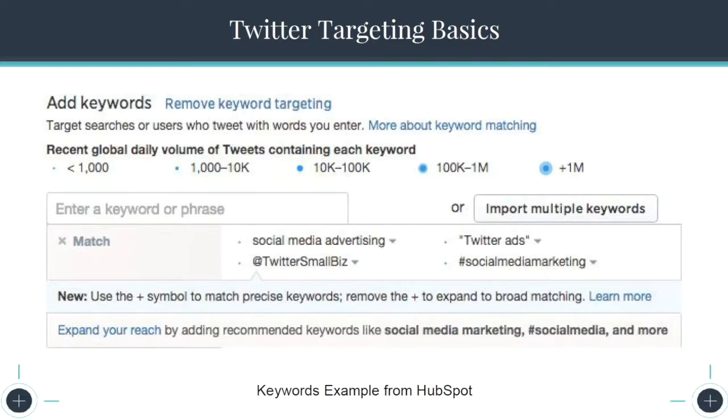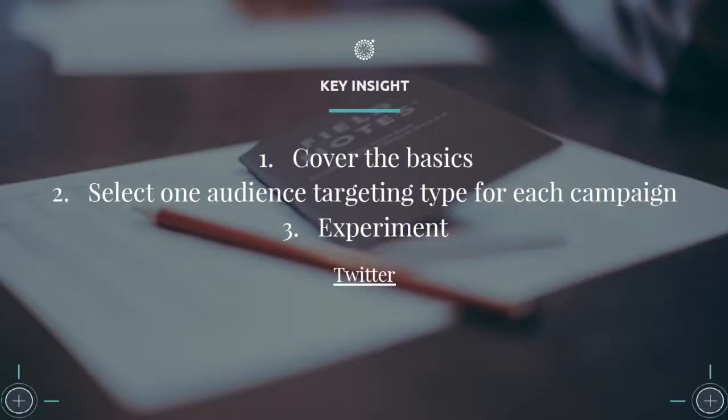Let's talk about some of the targeting best practices from Twitter. First off, cover the basics. Select the appropriate location, language, and optional device targeting options before selecting additional targeting criteria. And you also want to select one audience targeting type for each campaign. So you can choose from follower, keyword, behavior, interest, or a tailored audience to get more meaningful insights into your campaign. And lastly, experiment. Test different targeting approaches to understand which audience is the best fit and which messages resonate with different groups. You may be surprised by what's most effective for you.